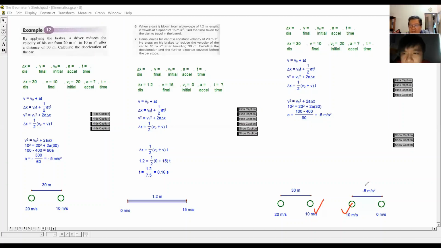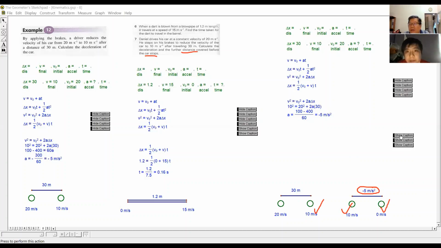Yes, the second part of the journey, the initial velocity is 10. Then they say further distance. How much is the further distance? That means you want to calculate the distance before the car stops. Car stop means the final velocity is 0. The deceleration, although it is not mentioned in the second part of the journey, we know that it is a continuation of the first part. So the deceleration is actually known. Is this okay?